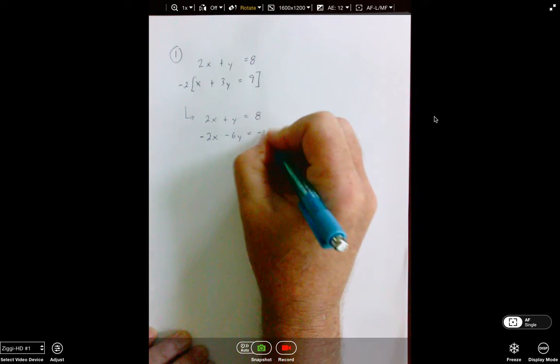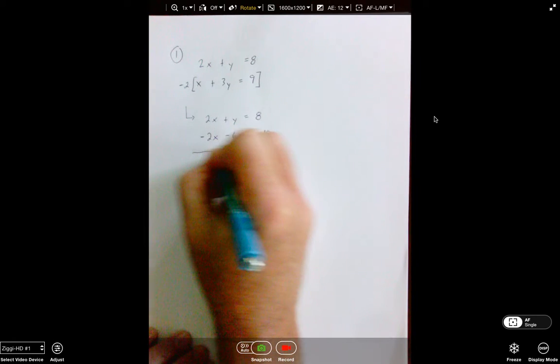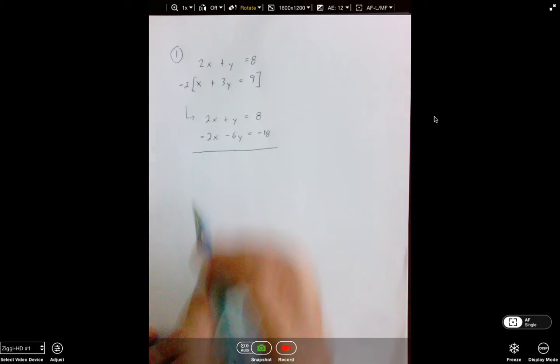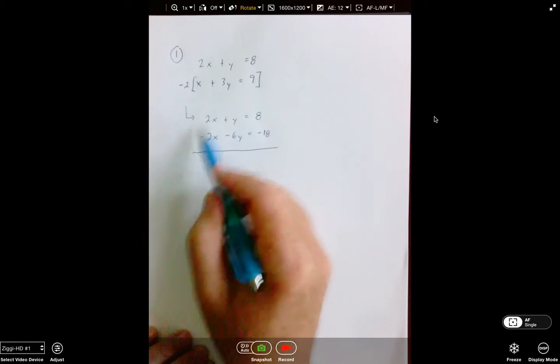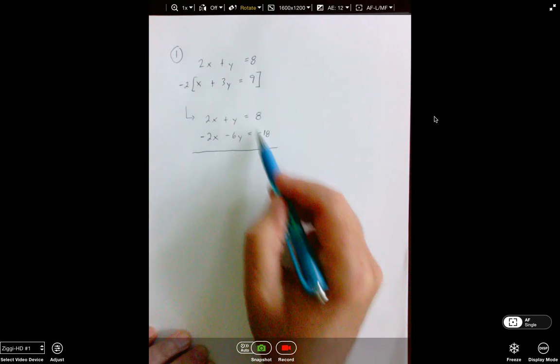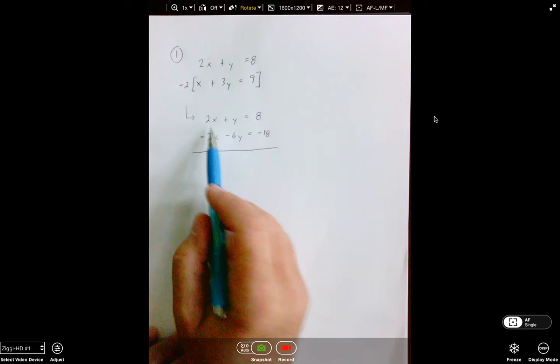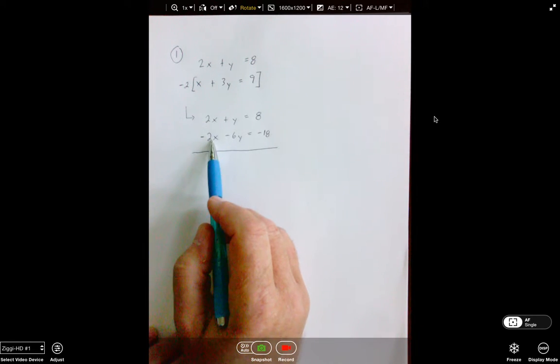Now, as we talked about a little bit before, when I was teaching exponential functions, we can add all the stuff on the left-hand side and add all the stuff on the right-hand side because they're equal. So if I add all this stuff over here, I get 2x minus 2x, which gives me 0x, so that eliminates.